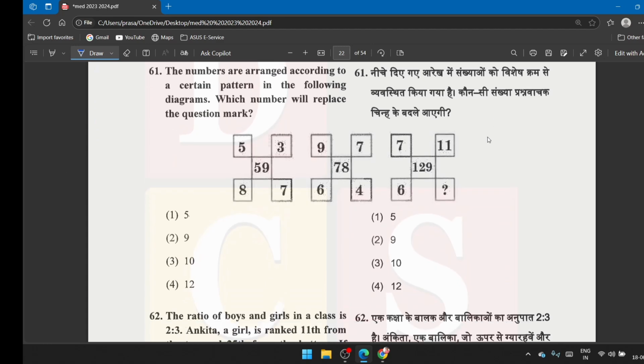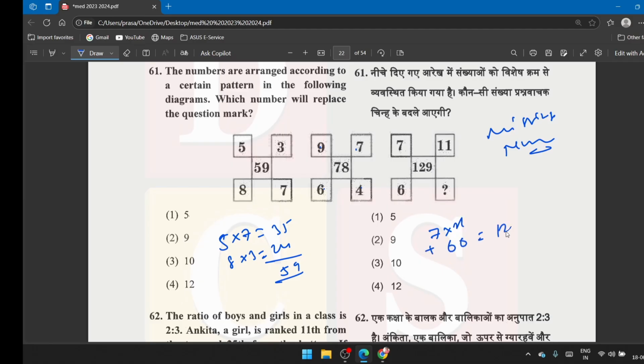This is a question of missing number. What has been done here? See, 5 into 7 equals 35, and 8 into 3 equals 24. If we add, then it is 51. Similarly 9, 4, 36, 6, 7, 42. 36 and 42 make 78. Similarly 7 into x plus 66 will be 129. So 129 minus 66 equals 63, and 63 divided by 7 will give you 9. That is option 2, 9.